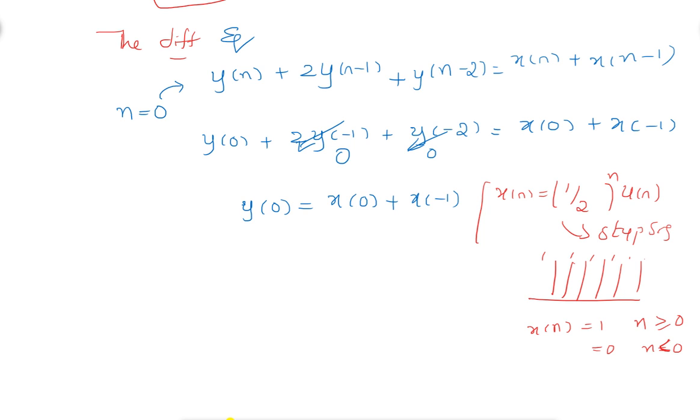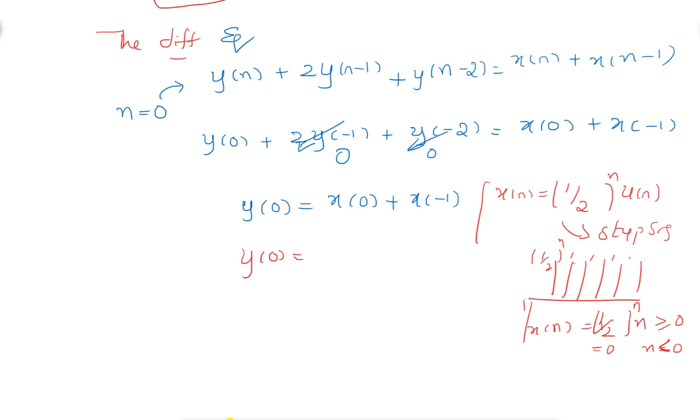Here the step signal is multiplied with (1/2) to the power of n, so the magnitudes of the step signal are (1/2) to the power of n. So what is the case here? y of 0 is equal to x of 0. What is the magnitude of x of 0? According to the definition of the step signal, x of n is equal to (1/2) to the power of n when n is greater than or equal to 0, and x of n is equal to 0 when n is less than 0.